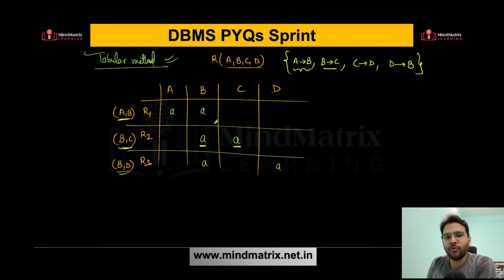Similarly, wherever you have A, corresponding to it in column C you will be filling A also. Because once we know that B determines C and here it is A, here also we are going to add A. Similarly, here also we will be adding A. Is this step clear so far? Do you have any doubt? Anyone?